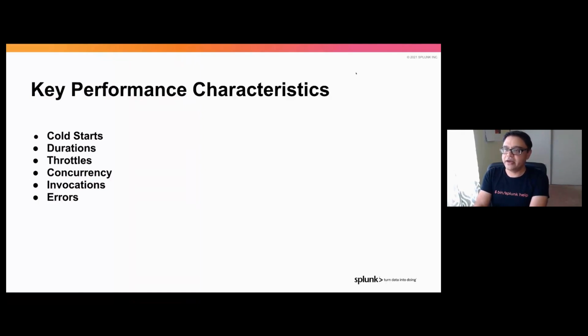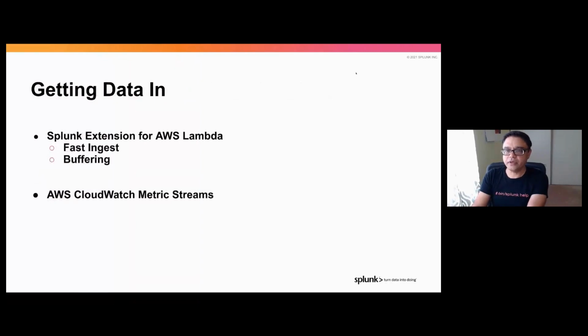Provision concurrency, on the other hand, is where you add concurrency so that you reduce cold starts. So there is no or little initialization time, and your end user experience is flawless. You definitely want to see how many invocations are happening and errors. Errors can be because of the Lambda execution environment, or it could be because of your code throwing an exception. And we can use Splunk infrastructure monitoring to monitor all those performance characteristics.